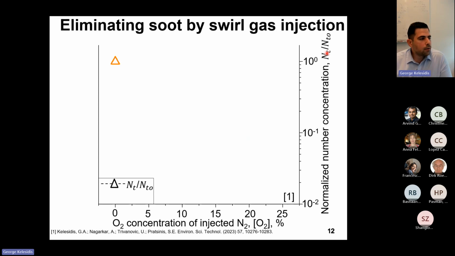So when we inject nitrogen containing just 5% of oxygen, you can see that the number concentration hardly changes. But as we further increase the oxygen concentration, the number concentration decreases up to about 87%.